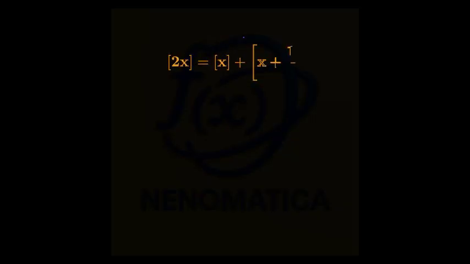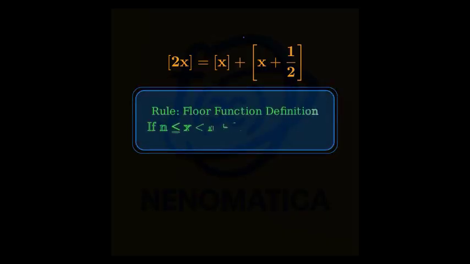We will prove the identity that the floor of 2x equals the floor of x plus the floor of x plus 1/2, assuming x is between 0 inclusive and 1 exclusive. First, recall the floor function definition. If n is an integer and n is less than or equal to x, and x is less than n plus 1, then the floor of x equals n.